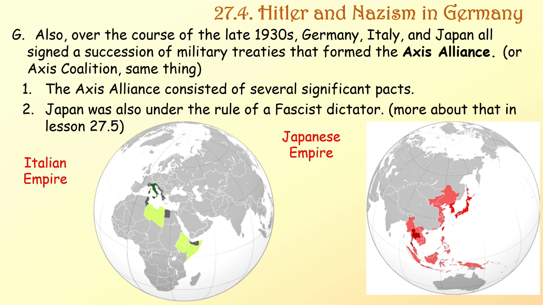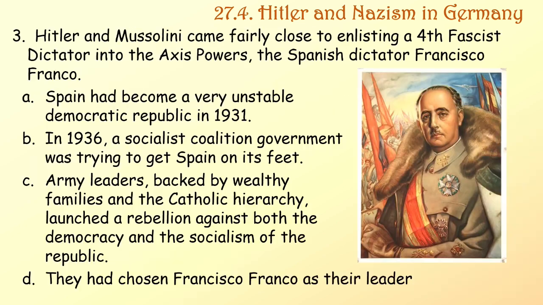Also, over the course of the late 1930s, Germany, Italy, and Japan all signed a succession of military treaties that formed the Axis Alliance, or Axis Coalition, same thing. And this Axis Alliance consisted of several significant pacts. Japan was also under the rule of a fascist dictator. More about that in Lesson 27.5.